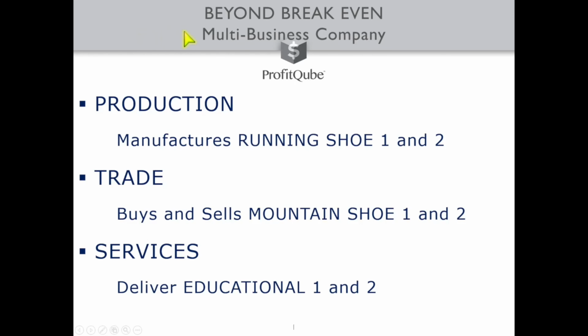As usual, our analysis is related to a multi-business company which manufactures running shoe 1 and 2 in production division, buys and sells mountain shoe 1 and 2 in trade division, and delivers educational services 1 and 2 in services division. This breakdown will give us an appropriate mix of product for our break-even analysis.